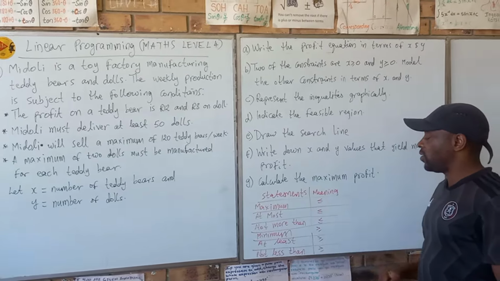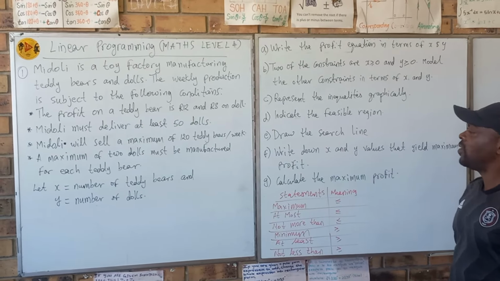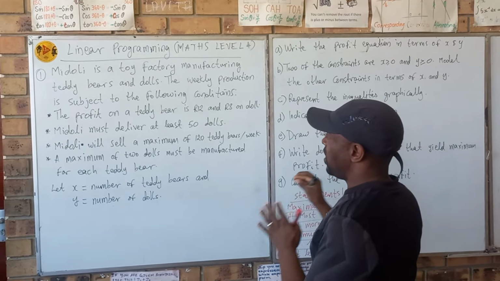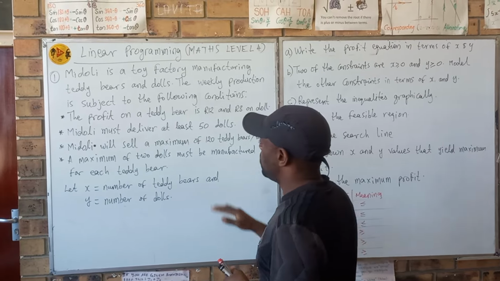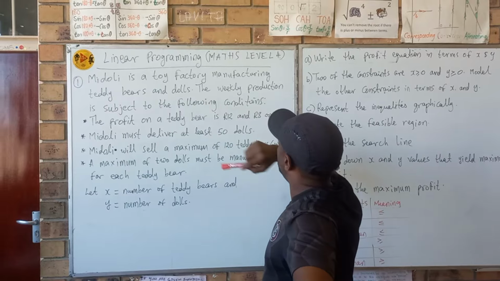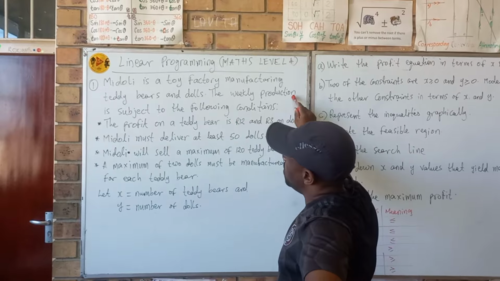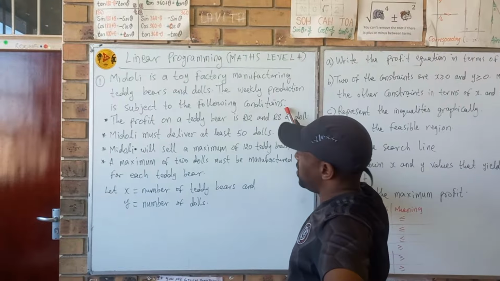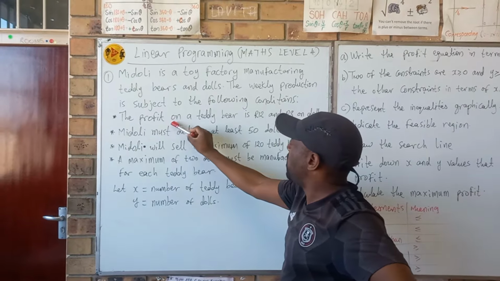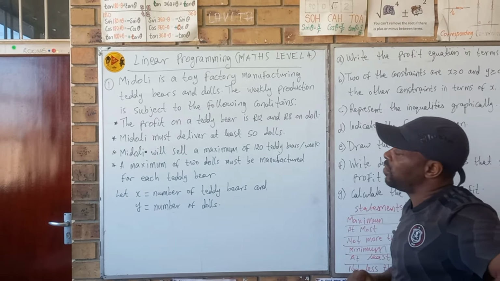Minimum is greater than or equal to, at least is greater than or equal to, not less than is greater than or equal to. So with these ones, I think you can read a scenario like this and be able to pick up what is needed. So we are looking at this short story which says Midori is a toy factory manufacturing teddy bears and dolls. The weekly production is subject to the following conditions. So they've given us 4 conditions. The first one is the profit on a teddy bear is 12 rands and 8 rand on a doll.